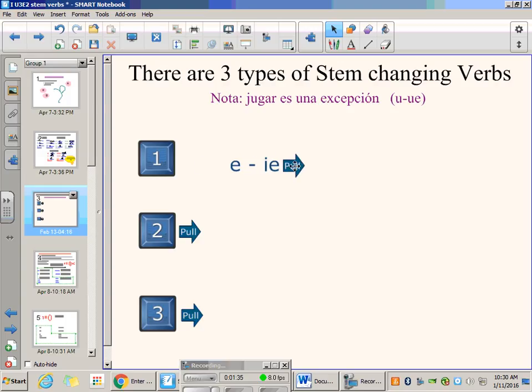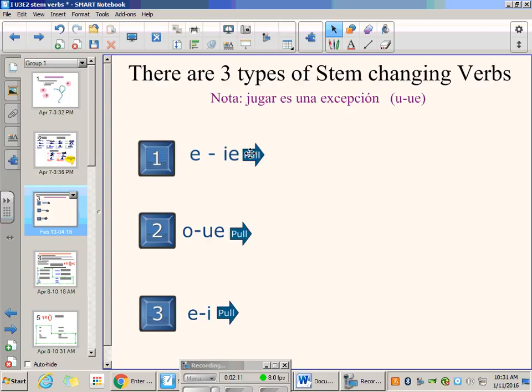And then we're going to talk about 3 different types of stem changing verbs. First of all, there can be a stem change or a spelling change basically from an E to an IE. That's our first type. Our second type is from an O to a UE. And then our third type is from an E to an I. And it's important to note, jugar is also a stem changing verb, but it is an exception because it does not have one of these spelling changes. It is unique in that it has a U to a UE spelling change. And we've already worked with jugar a little bit, so you should be familiar with that.